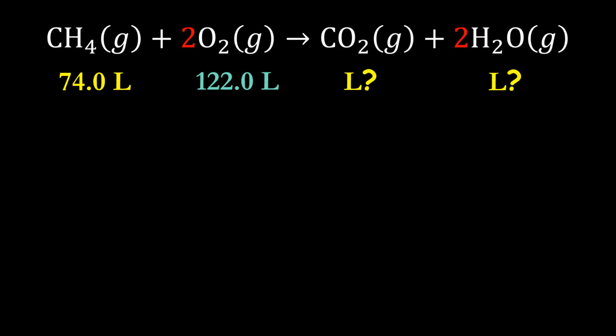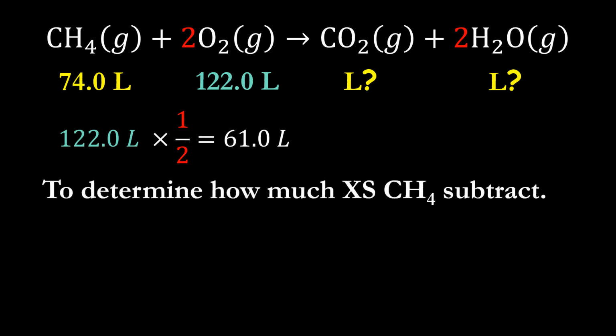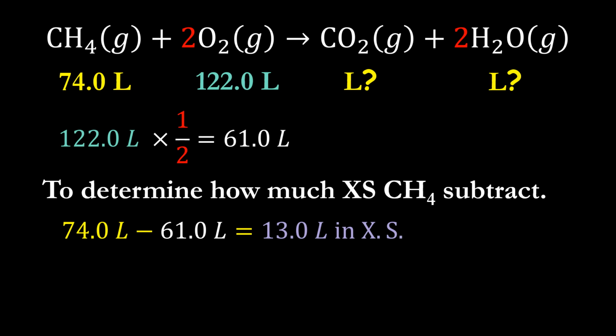So we know that the CH4 is in excess, but we need to determine how much excess there is. We can use our calculation from the previous page where we took 122 liters of oxygen that we know we're going to fully react, and we determined that that requires 61 liters of methane. So to determine how much excess, what we have to do is subtract those two values.